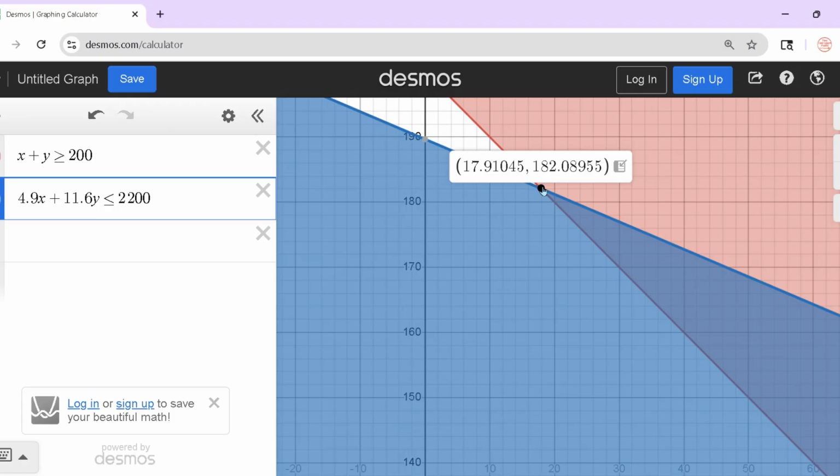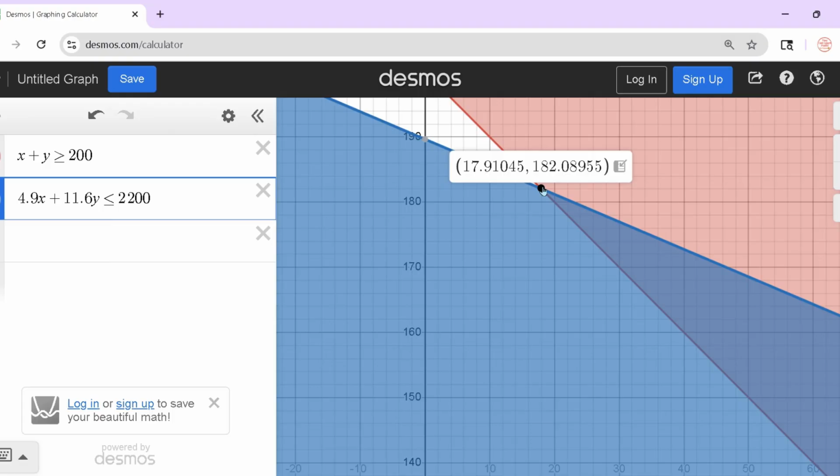182.08955. Can I buy 182.08 candles? Not in this scenario. We cannot. We cannot buy less than a tenth of a candle, please. And then I want 17.9 of the small candles. No, we don't want that. So we want 182. Go one down. That's the most we can buy is 182 large candles, my Y value. And that's my answer, 182.